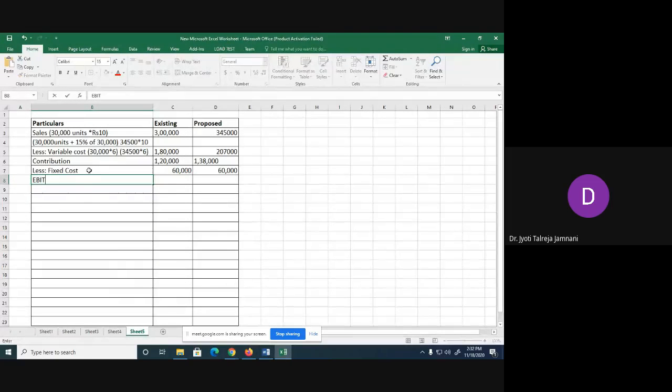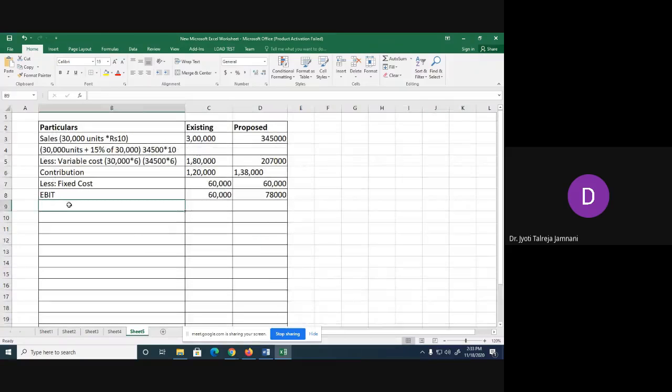If bad debt was given, I would have done less fixed cost, less bad debts, and then found the EBIT. Okay. So here it's not given, so we are directly finding EBIT. Contribution is 1,20,000. From that I minus 60,000 rupees, which is fixed cost. So my EBIT will be 60,000. Then contribution of 1,38,000. From that, when I minus 60,000 fixed cost, I get EBIT of 78,000. Okay, so this is the value of EBIT.